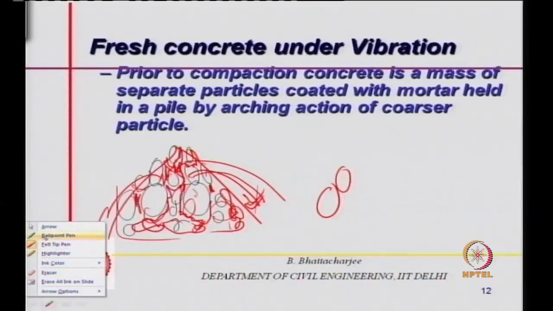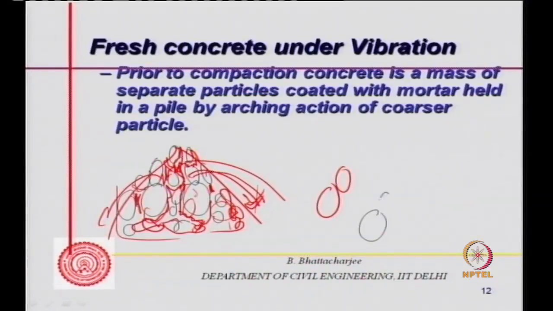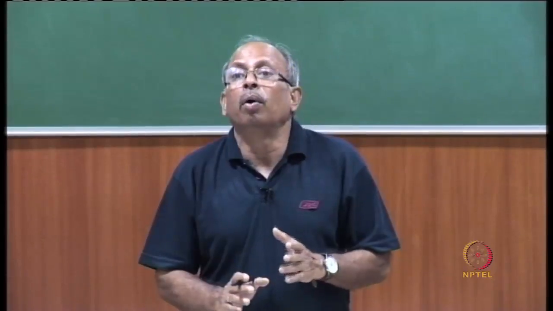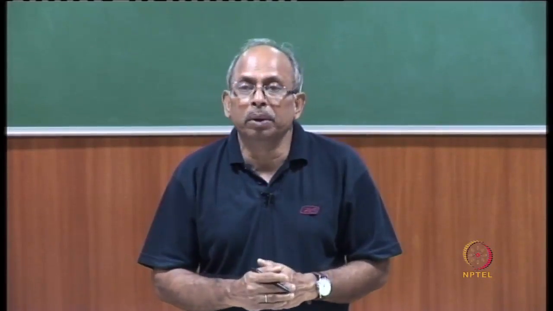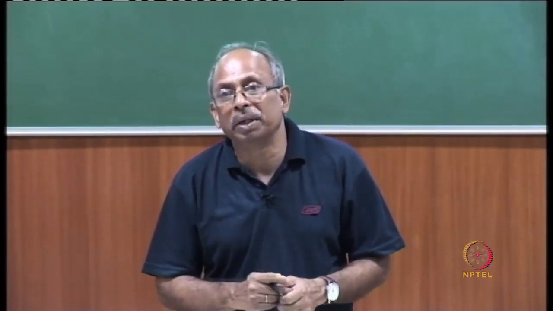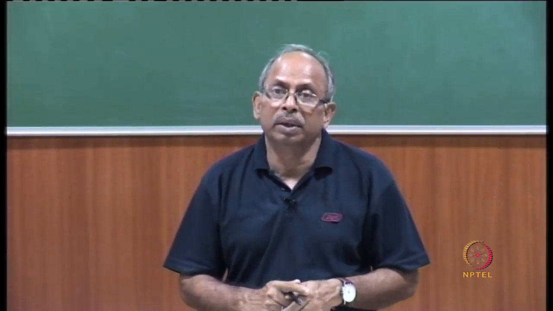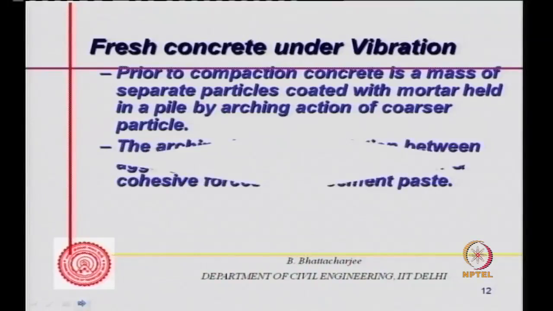By friction, one particle is touching the other, so they are just held in position. Their fall due to gravity is restricted or obstructed by the friction between the particles. So you have to overcome this friction. And how do you overcome this friction? Let's look at our next statement.